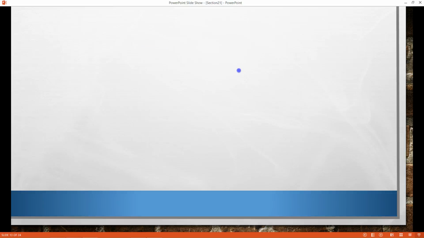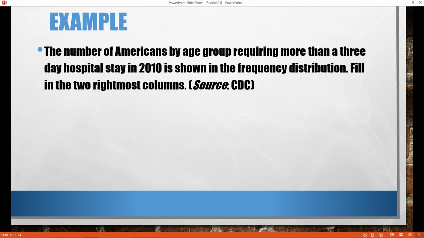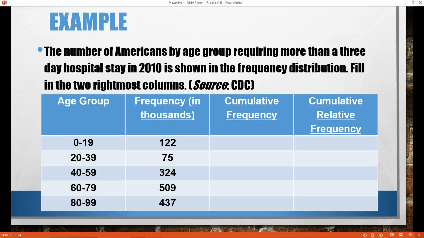So let's take a look at an example and see how we do the computation of the cumulative frequency and the cumulative relative frequency. So how about this? The number of Americans by age group requiring more than a 3-day stay in the hospital in 2010 is shown in the frequency distribution. Let's go ahead and look at that. Fill in the two rightmost columns. And here's some information I got from the Centers for Disease Control.